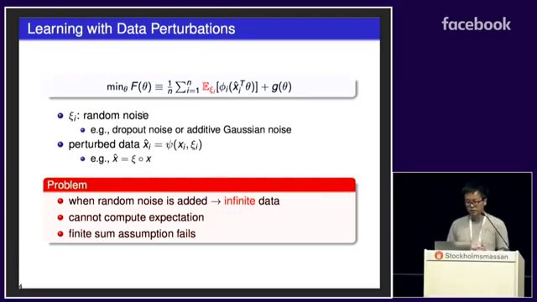So with the random perturbation, we have a new objective here. The new objective has the expectation over the random noise C here. And this random noise can be the dropout noise or adaptive Gaussian noise. And here we assume that the perturbed data here, x tilde, is actually a function of the feature vector x and also the random variable C. An example is the element-wise product between the random noise and the feature vector. This is actually the dropout. So the problem is when random noise is added, we actually have infinite data. And this means we cannot compute the expectation, and the existing variance reduction methods cannot be used. The finite sum assumption fails.